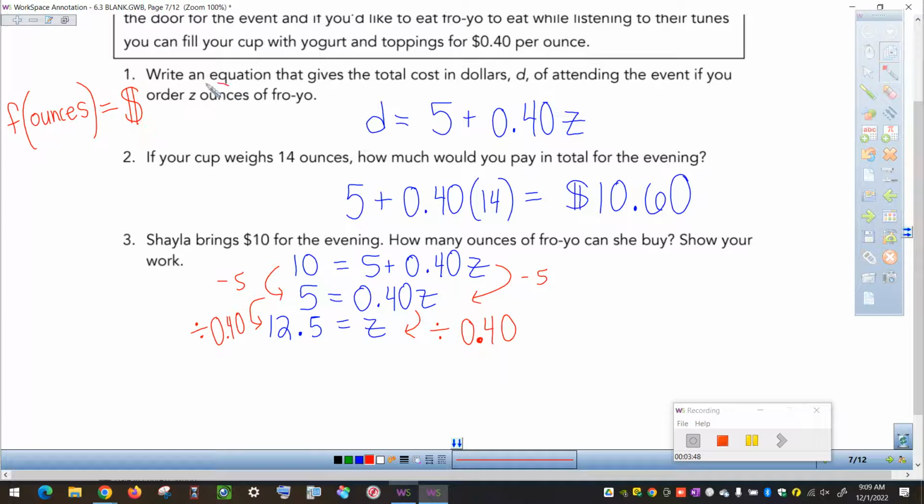I'm also going to circle and label these in our story problem. So again, ounces are the input, and dollars represented the output.